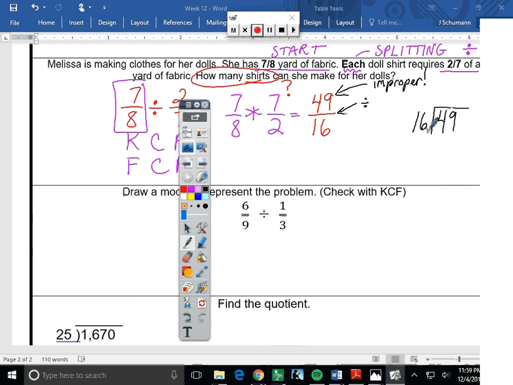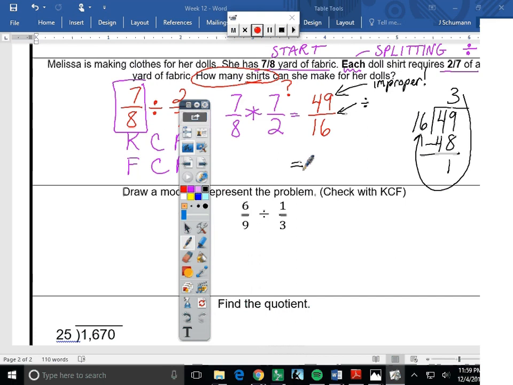Oh, that was 3. 3 groups of 16 will go in there. So 3 times 16 is, in fact, 48. When I subtract, there's 1 remaining. No numbers to bring down here. I could put a decimal point, some zeros back there, but I don't really need a decimal to be accurate. I can be exact and precise with long division and a mixed number.